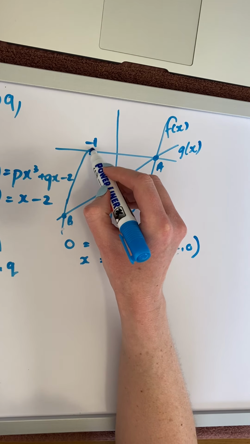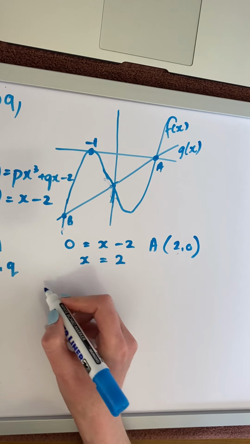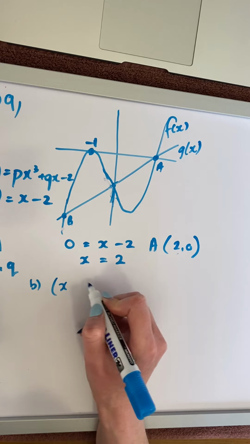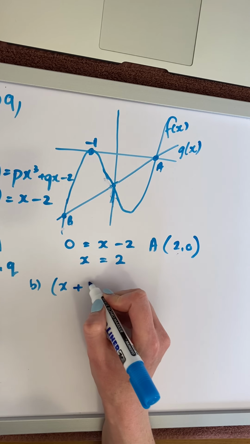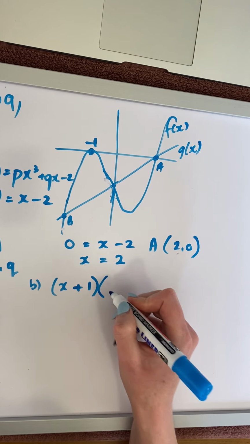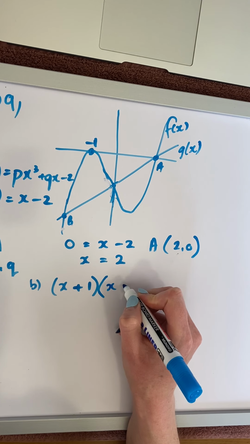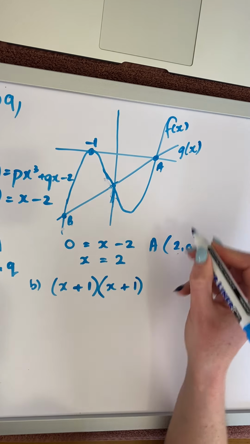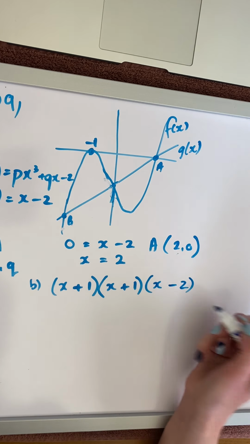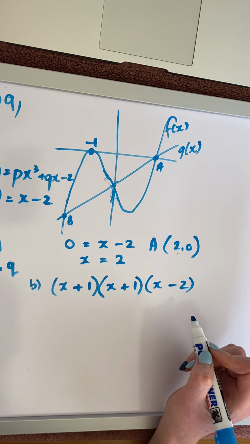We now know that we have the 3 roots of the cubic function, so we're looking at, for part B, x equals minus 1, which is a factor of x plus 1. This is a repeated root, as the maximum turning point occurs on the x-axis at minus 1. And our third root is x equals 2, so therefore the factor is x minus 2. So we did the same procedure as before.